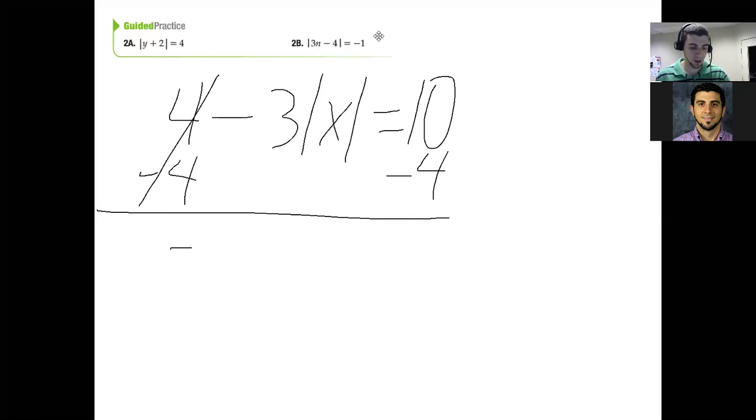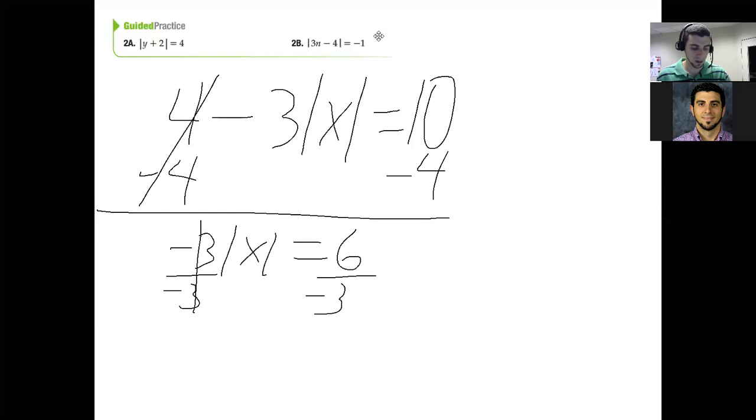You get negative 3 absolute value of x equals 6. Then divide both sides by negative 3. So you get absolute value of x equals negative 2. Now, unfortunately, in this case, you have absolute value equal to a negative number, so there's still no solution.